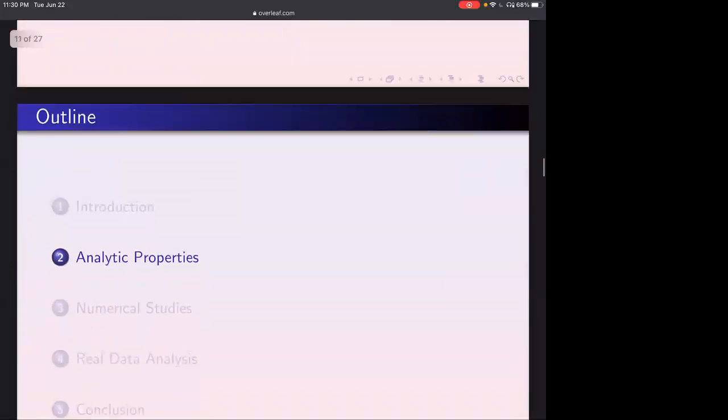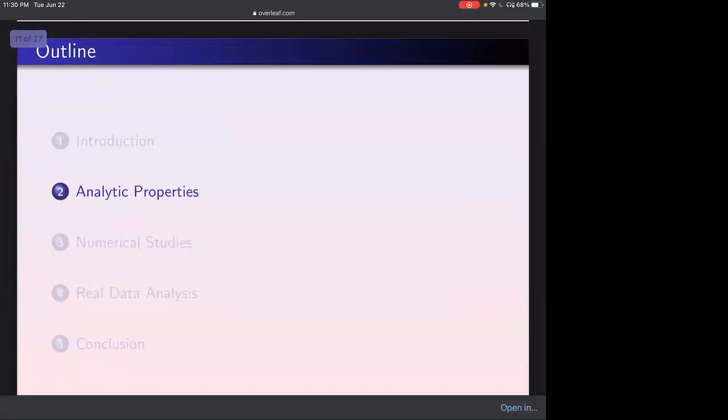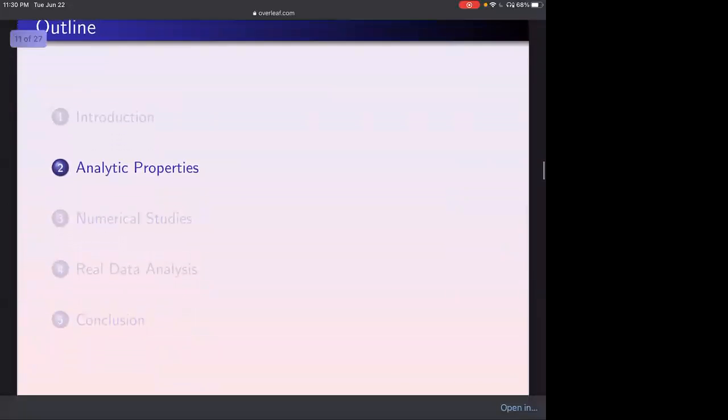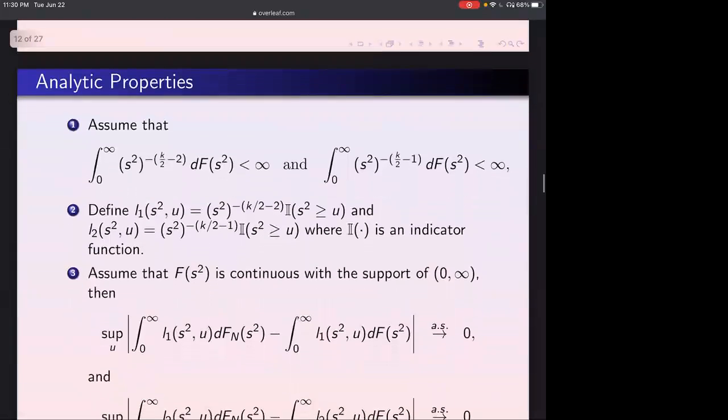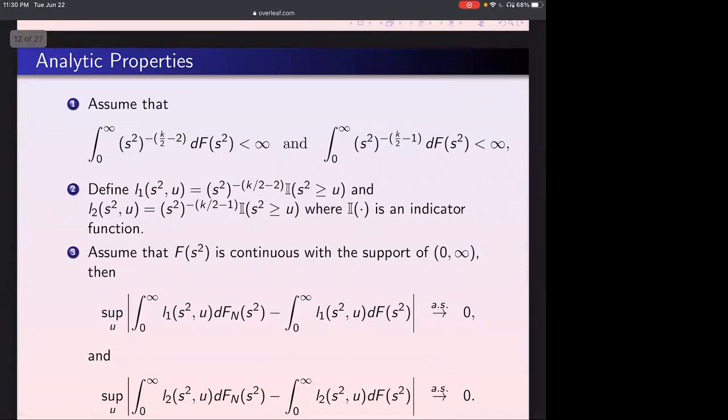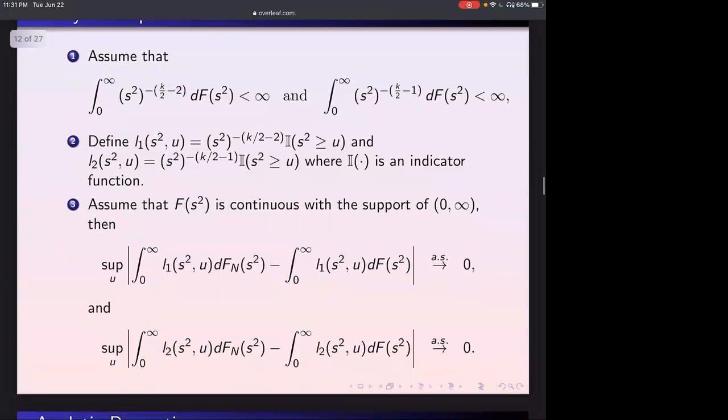Next, we can study some analytic properties, especially the difference between the empirical Bayes version and the true Bayes version. In this case, we just replace the capital F of S squared by the empirical distribution function. The empirical distribution function is known to converge to the true distribution function uniformly. Therefore, we can show that both the numerator and denominator of the empirical Bayes version will converge to the corresponding terms in the Bayes version uniformly.